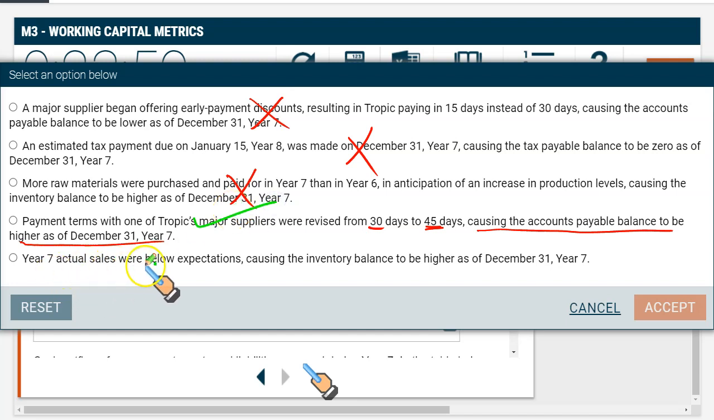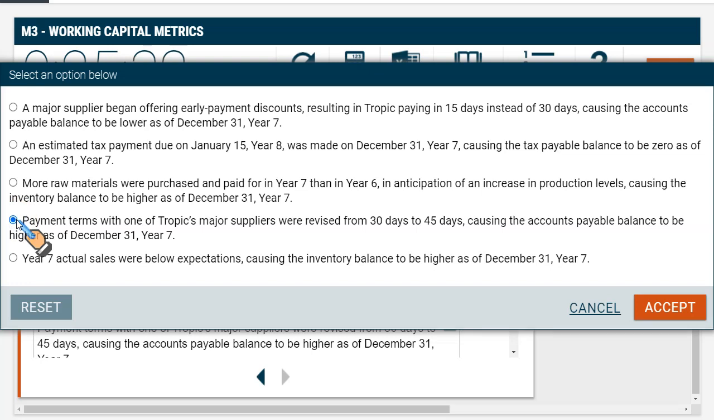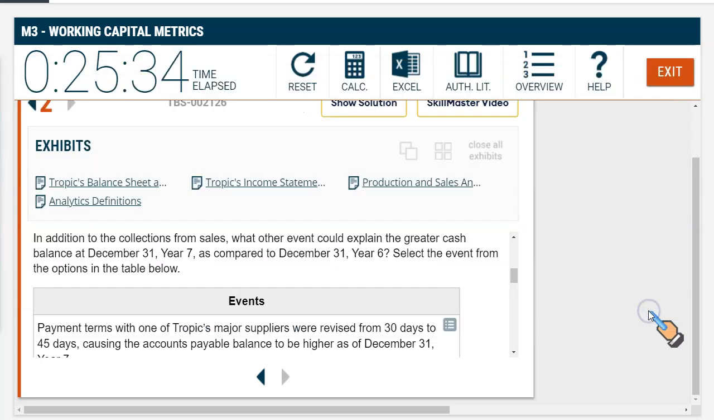Year 7 actual sales were below expectations, causing the inventory balance to be higher as of December 31st. Well, could be, but cash should be low in this case. It's not a valid reason for having a higher cash balance. This is the perfect option to go for. This is the one. Done. Next.